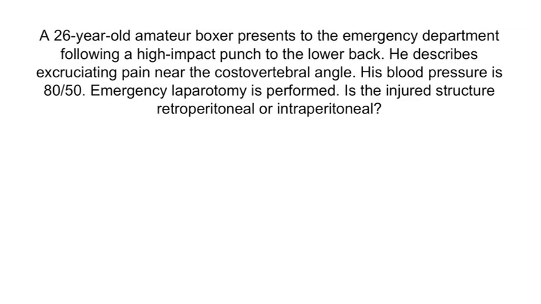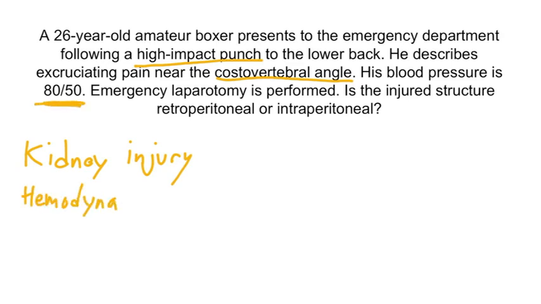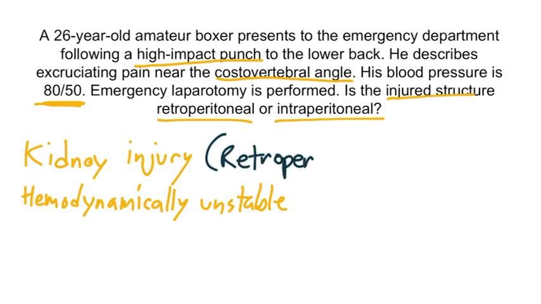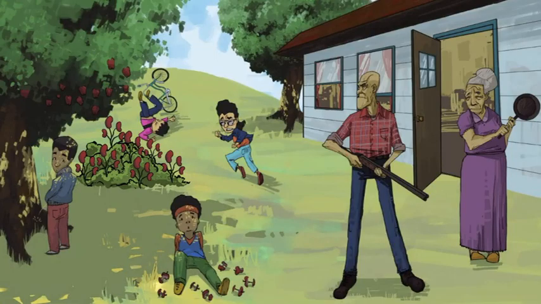Hopefully you noticed that this patient's kidney was injured because there is significant pain at the costovertebral angle, which is the location of the kidney. And further, this pain came as a result of a high impact punch there. So we're thinking kidney. And now that we've identified that the kidney is injured, hopefully you also noticed that the patient is hemodynamically unstable. His blood pressure is 80/50. That's way unstable. And the question asks, is the injured structure retroperitoneal or intraperitoneal? The kidney is retroperitoneal. Recall our memory hook. We have the kidneys right here. So this patient's kidneys are injured, which are retroperitoneal.